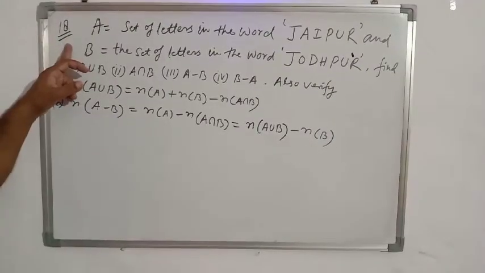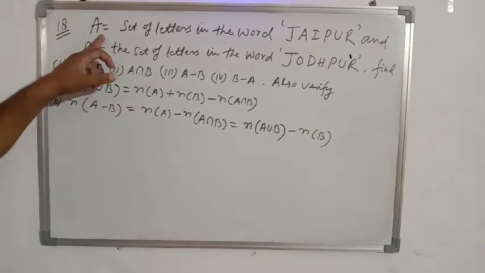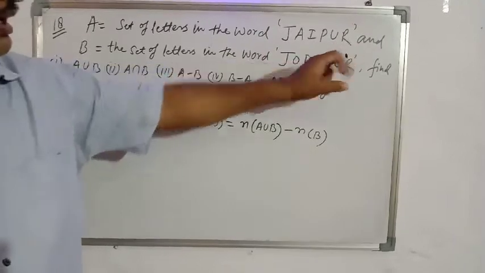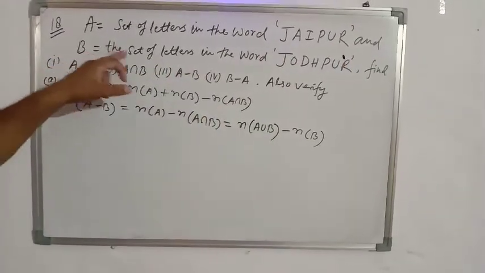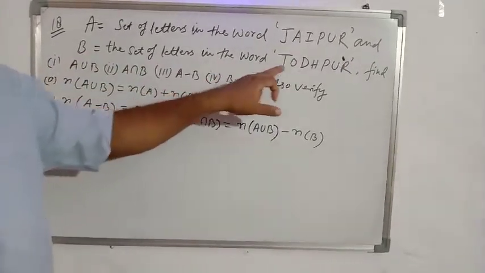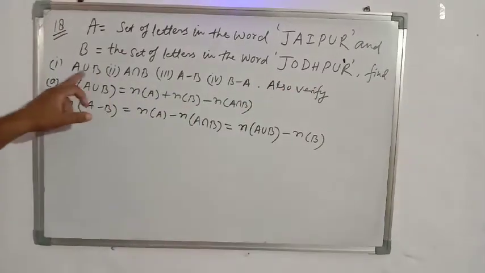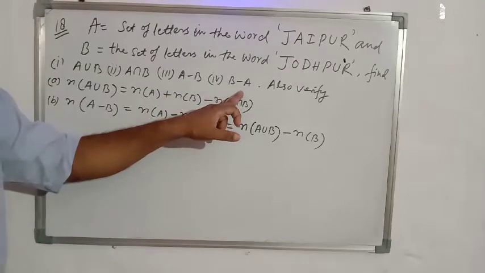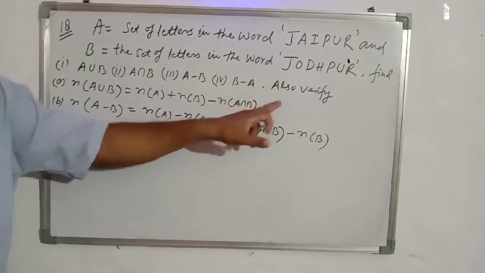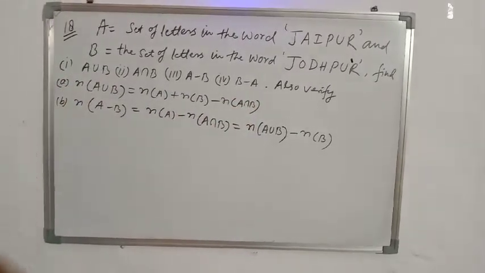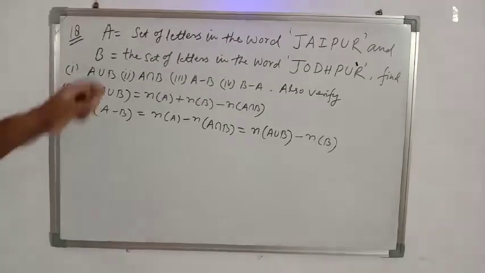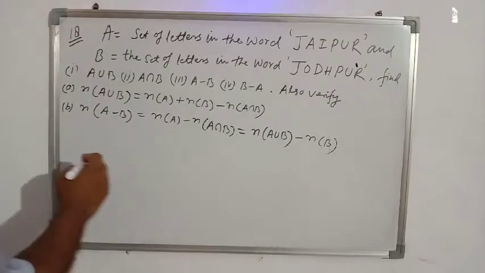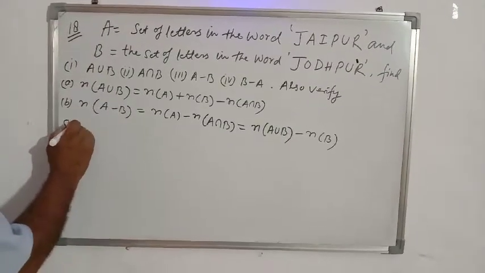See question number 18. The set A is equal to the set of letters in the word Jaipur and B is equal to the set of letters in the word Jodhpur. We have to find A union B, A intersection B, A minus B, B minus A. After finding them, we have to also verify these two results. Firstly, we will write both the sets A and B in roster form.